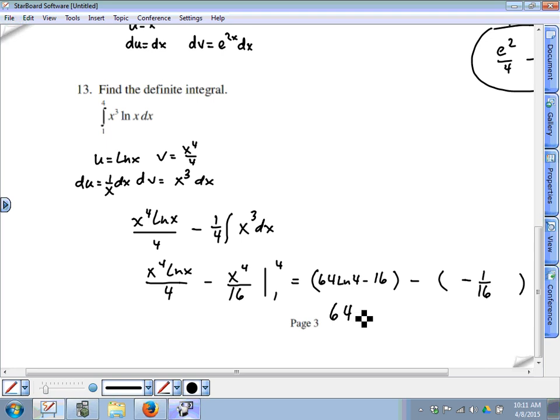So we have 64 times the natural log of 4 minus 16 plus 1/16. So 16 is 256 sixteenths. So we have 1/16. We get 64 natural log of 4 minus 255 sixteenths.